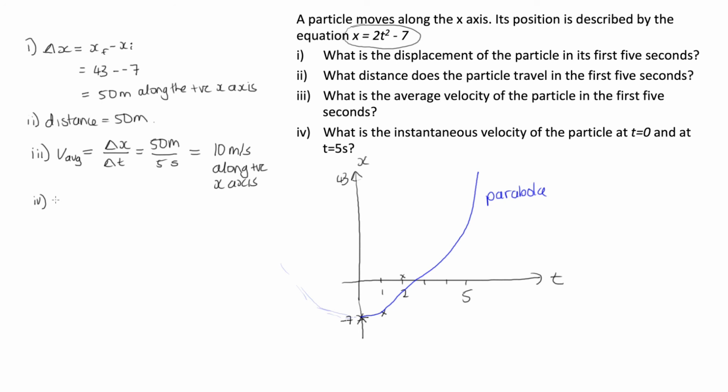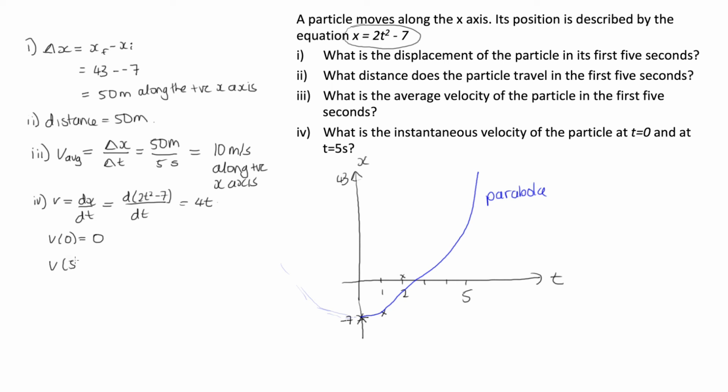So to get instantaneous velocity, we need to use v is equal to dx dt. And so we'll be differentiating 2t squared minus 7 with respect to time, and differentiating this, we end up with 4t. So we want the instantaneous velocity at t equals 0. So when we substitute 0 in here, we get 0. Which is what we expect looking at our parabola. If we look at the tangent at t equals 0, which is the tangent down here, you can see it is a completely flat line. So the velocity should be 0.